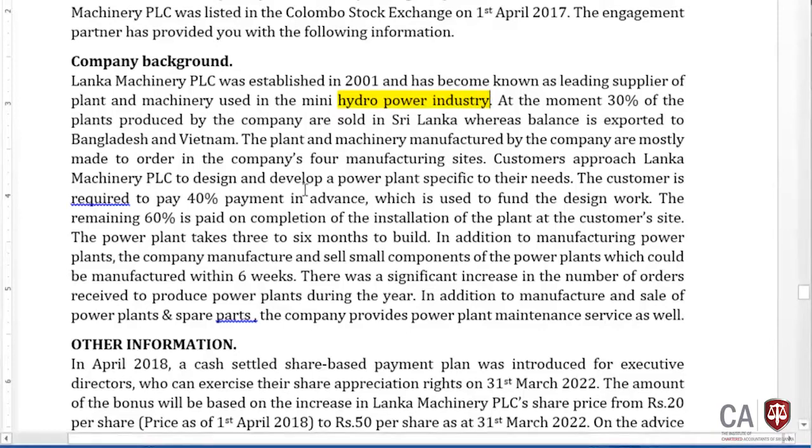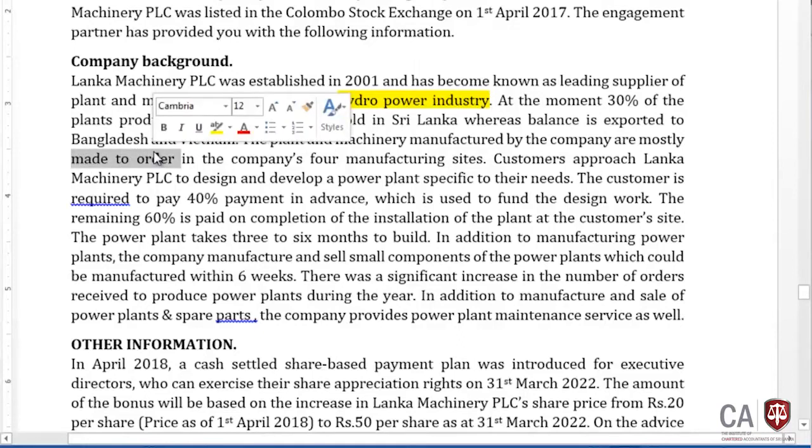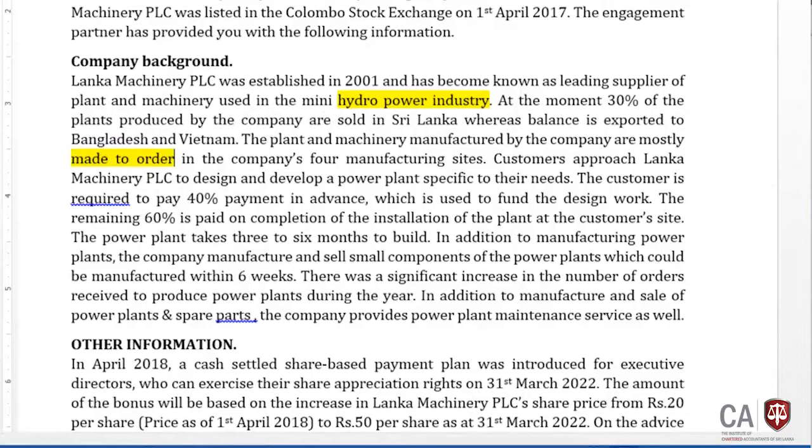At the moment 30% are sold in Sri Lanka, whereas the balance is exported to Bangladesh and Vietnam. The plant and machinery manufactured by the company are mostly made to order, right. That is another thing that I want to highlight. When something is made to order, it is designed to customer specification, and again the risk is high. You have made something, and the customer may not take it. We are reading with skepticism, to see every important piece of information we should note. So, they have 4 manufacturing sites.